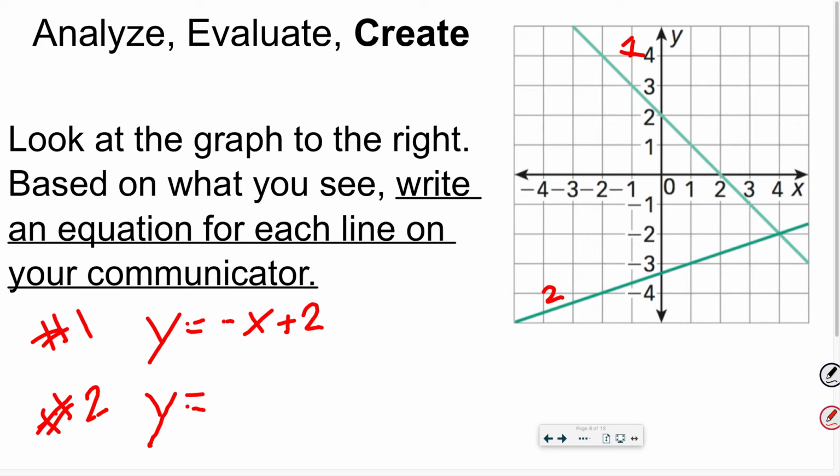Who's proven it though? Some people are saying negative 3.5. Some people are saying, well, it kind of looks like 3 1/4. Some people are saying it looks like negative 3 1/3. How do you prove it? Think back to what Marco said about the y-intercept for the first one. Why was the y-intercept 2? Because when x was 0, y was 2.